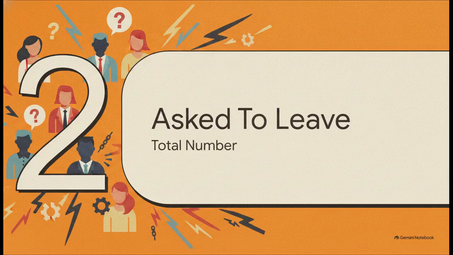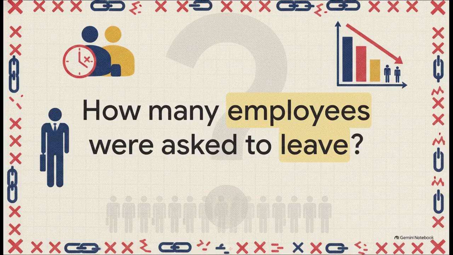Now let's shift gears a bit. Section 2, the core question. The source material doesn't just leave us hanging with involuntary attrition. It actually translates it into this incredibly direct question: How many employees were asked to leave the organization? It totally strips away all that corporate polish. There is zero ambiguity here. This is the bedrock of the data.